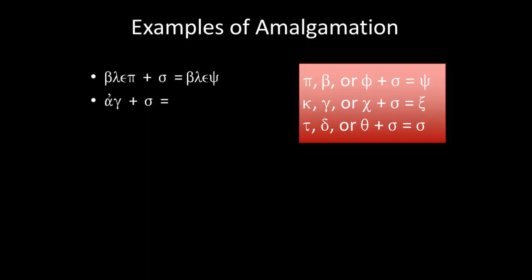Now let's say we have a verb stem ending in gamma, plus sigma. This would be from line 2, kappa, gamma, or chi. The gs is going to be xi, so we have ox. And then with a stem like pith, the rule is tau, delta, or theta plus sigma equals sigma, so this will simply be pes. Okay, so these are some examples of amalgamation.